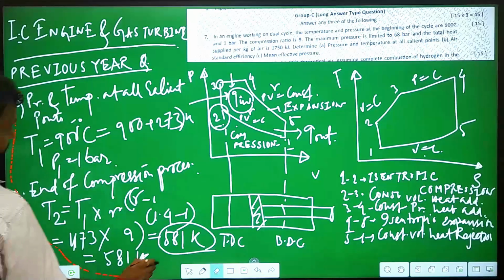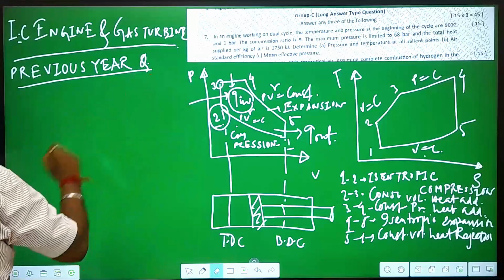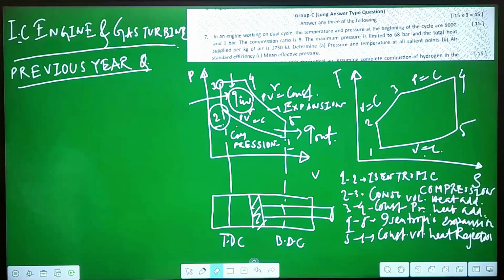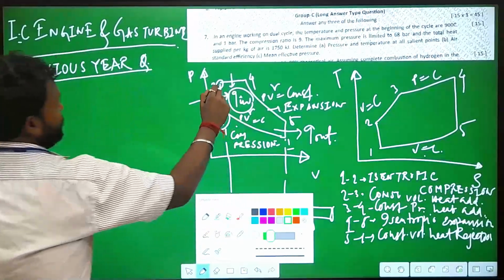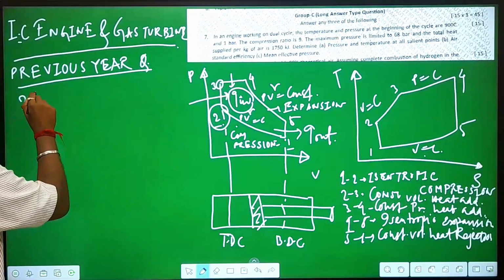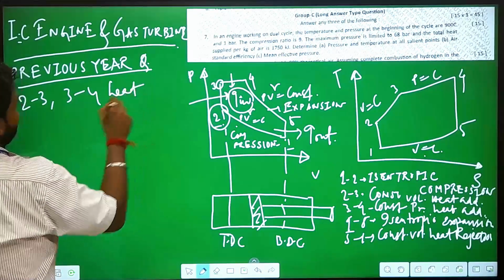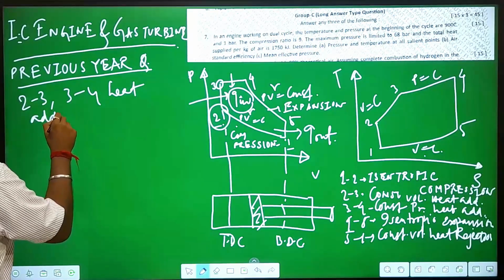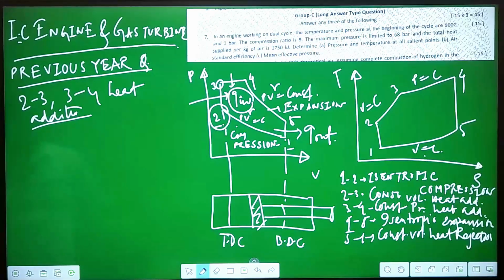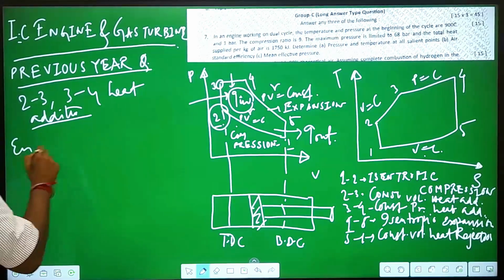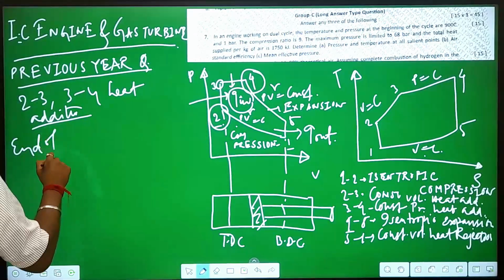So, after that, point 3 and point 4, 2 to 3 and 3 to 4. The process 2 to 3 and 3 to 4 is a heat addition process. So, in that case, the end of heat addition is done at point 4.